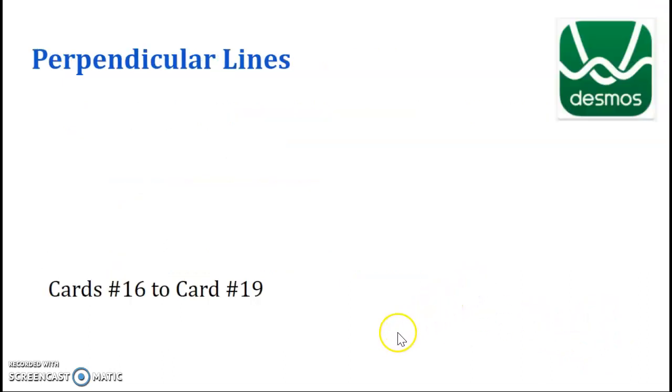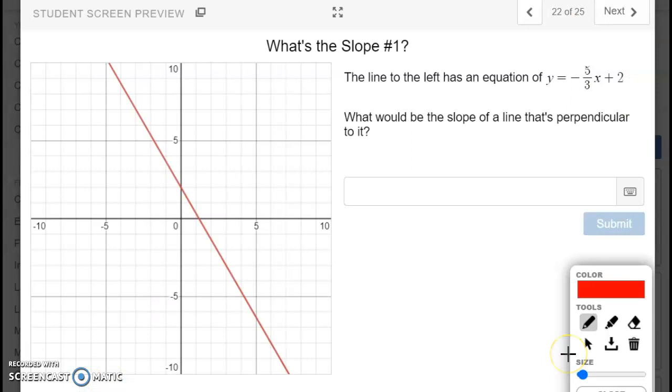Alright, so with that, you're going to be working on cards number 16 to 19 of Desmos. Oops, correction. It's cards number 22 all the way to 25 of Desmos, please. Card number 22: y is equal to negative 5 over 3 x plus 2 is the equation of this line. What would be the slope of a line that is perpendicular to it?